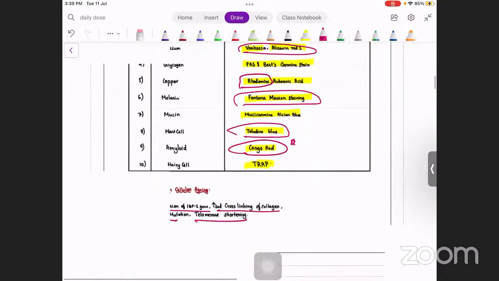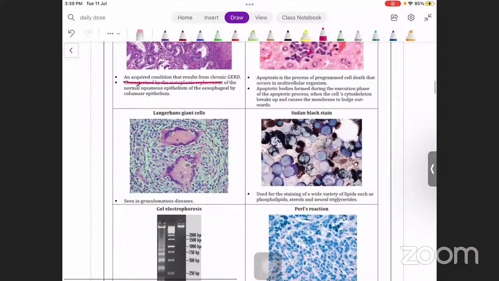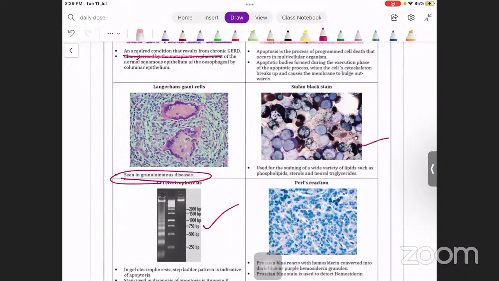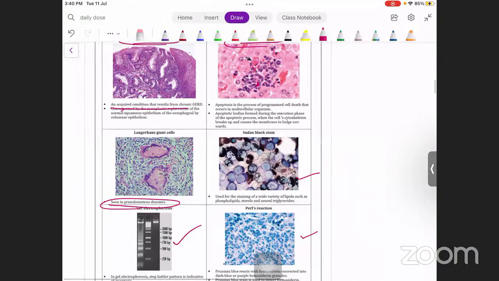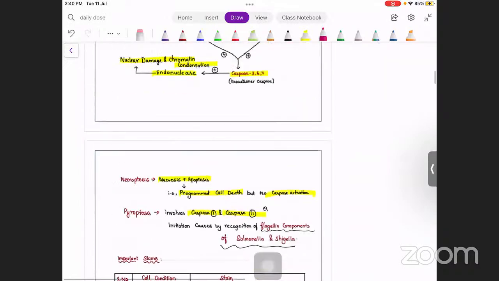There are a few image-based questions in cellular injury. The first one is the metaplastic change, that is Barrett esophagus, which was mentioned here. Squamous to columnar conversion has happened here. And you have the apoptotic bodies. Langerhans cell, giant cells, Langerhans giant cell. And then you have a Sudan black stain, gel electrophoresis where you see the step ladder pattern in apoptosis, and then Perls reaction. These are the important images you have to remember in the case of cell injury images as well as your theory portion.